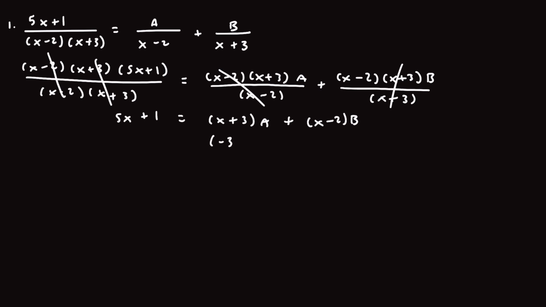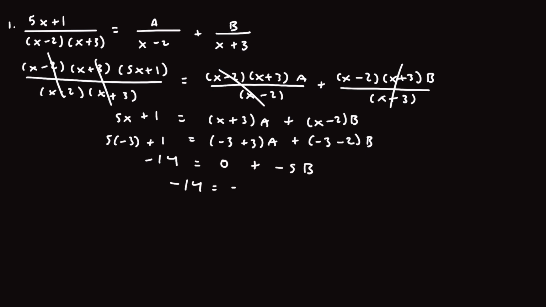I'll plug in (negative 3 plus 3) times a plus (negative 3 minus 2) times b equals 5 times negative 3 plus 1. So negative 15 plus 1 is negative 14, equals 0, and then we have negative 5b. Negative 14 equals negative 5b. Divide both sides by negative 5, and we get b equals 14 fifths.